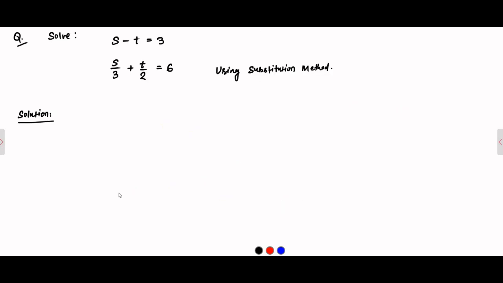So here is another question on linear equations in two variables, solving them using the substitution method. We have two equations, s minus t is equal to 3 and s by 3 plus t by 2 is equal to 6. We have to solve them using the substitution method. So first we'll write the equations. s minus t is equal to 3, very simple. Then we have s by 3 plus t by 2 is equal to 6.